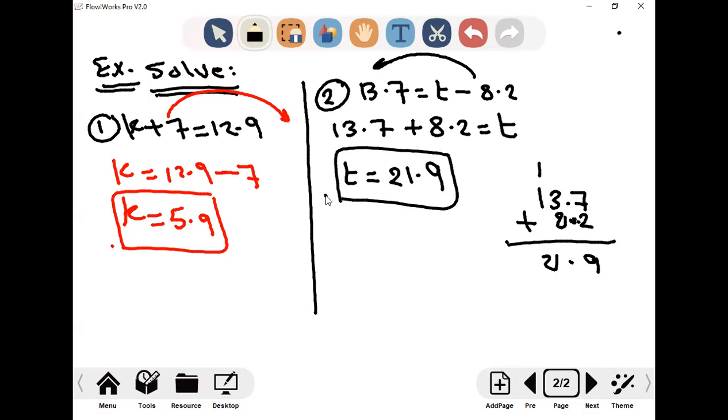Now, how do we check our answer? We always substitute. What's the meaning of substitution? To replace the variable by the value, right? So replace t by 21.9 here, subtract 8.2. The answer should be what? 13.7. Do you understand? Now let's go to the third type, which is what? Multiplication equation.